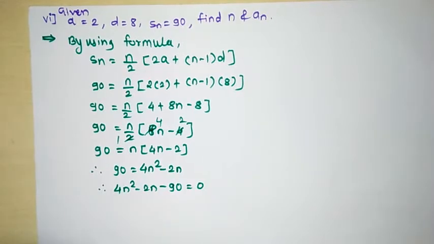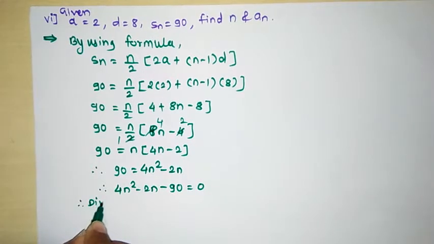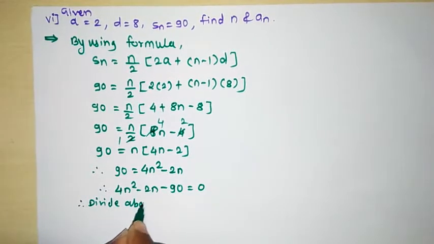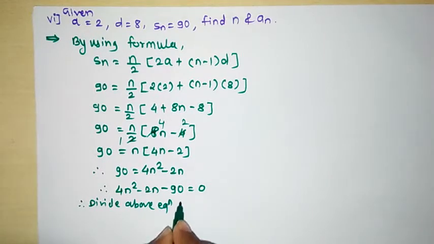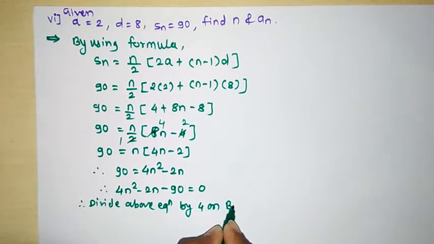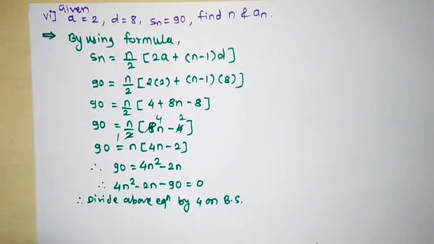Now see here whether the whole equation is divisible by 2. The whole equation is divisible by 2, therefore divide the above equation on both sides by 2. 4 divided by 2 is equal to 2n square, minus 2 divided by 2 is equal to n, minus 90 divided by 2 is equal to 45, is equal to 0.